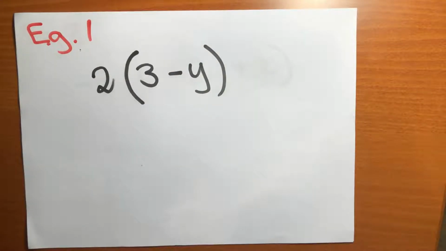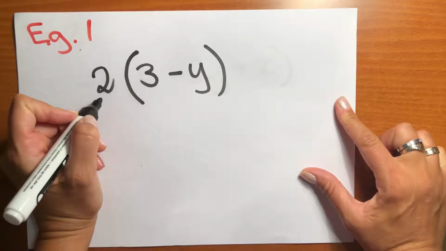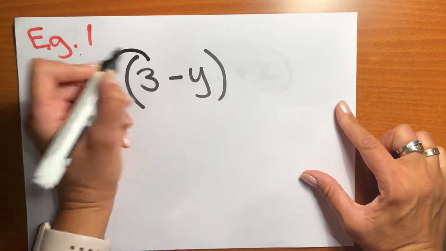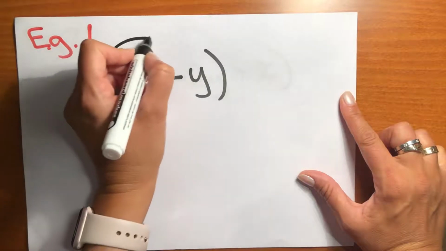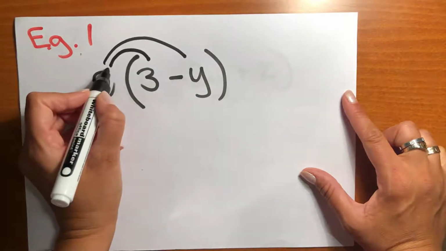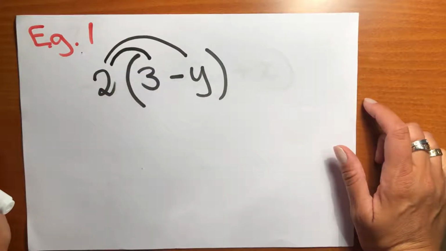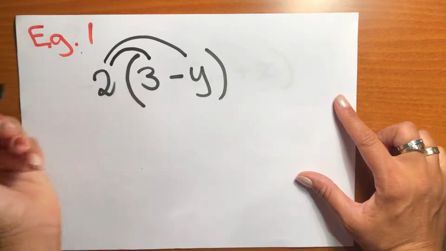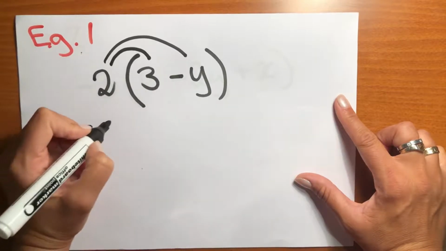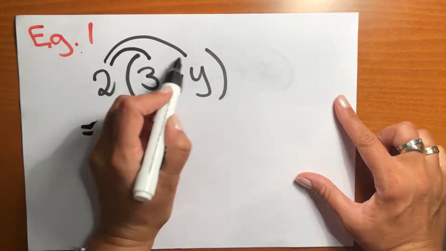So here's an example where you've got an expression and we're expanding those brackets. The idea is that you take whatever number is outside the bracket, and I like to draw these visual arcs, okay? So you want to multiply whatever's on the outside of that bracket by each term on the inside of that bracket. So 2 times 3 is 6, and then you go 2 times negative y.